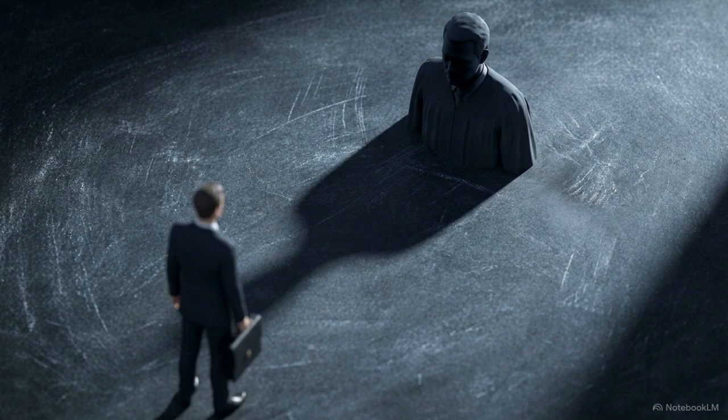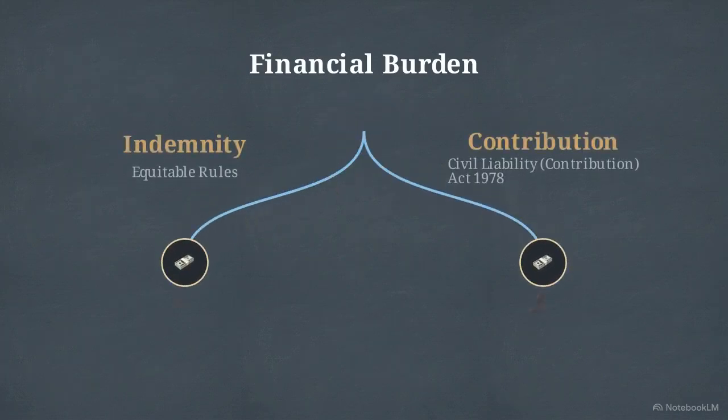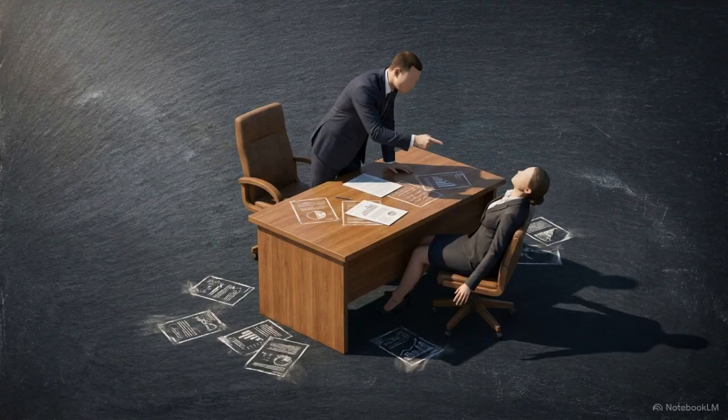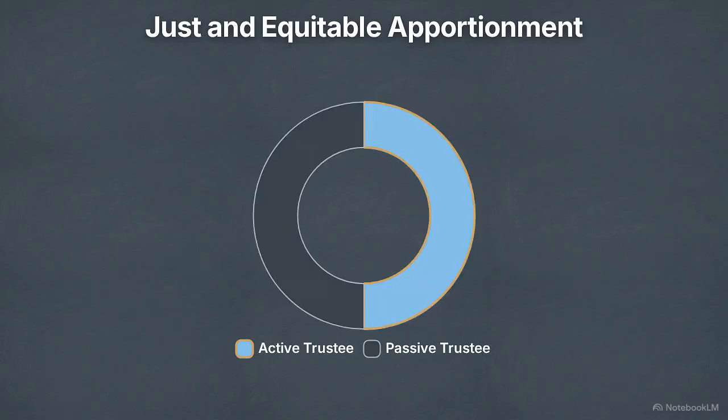If a trustee is found liable, they have two avenues to share the financial burden. They can seek an equitable indemnity, allowing for 100% recovery from a co-trustee if that individual fraudulently obtained a benefit or exerted a controlling influence. If the strict conditions for indemnity aren't met, they can rely on the Civil Liability (Contribution) Act 1978. Under this statute, the court apportions the financial responsibility based on what it deems just and equitable.